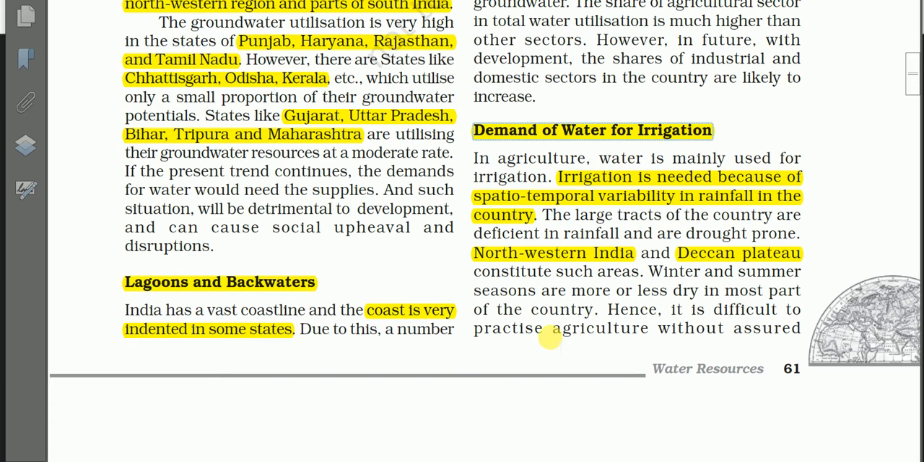So let us read the text. In agriculture, water is mainly used for irrigation. Everybody knows that. So why is irrigation needed? Irrigation is needed because of spatio-temporal variability in rainfall in the country. We also discussed it yesterday. Here in India, the distribution of rainfall, the distribution of precipitation, varies from one place to another.